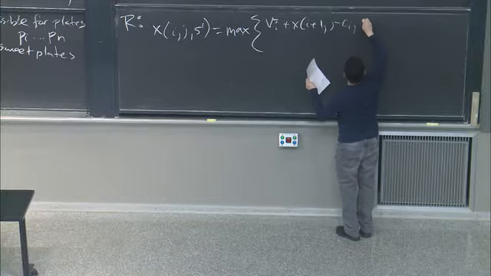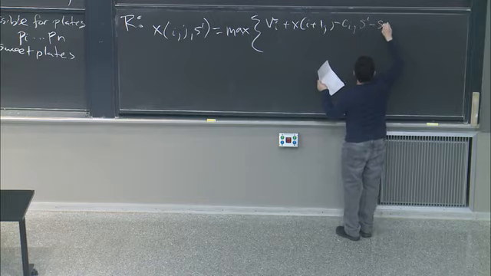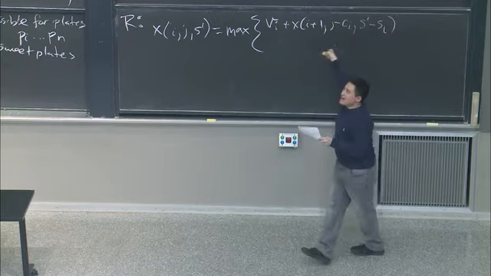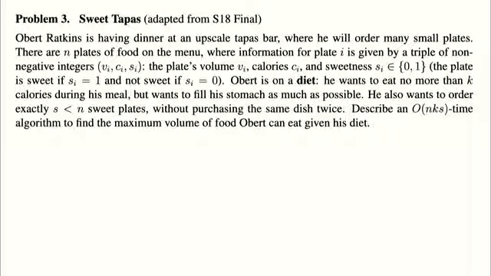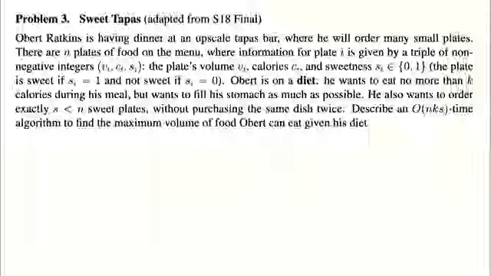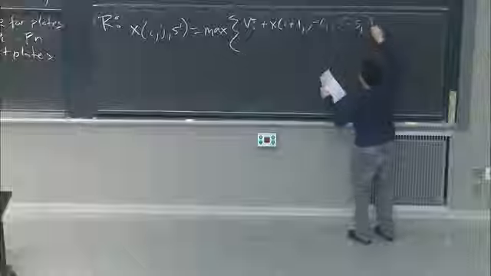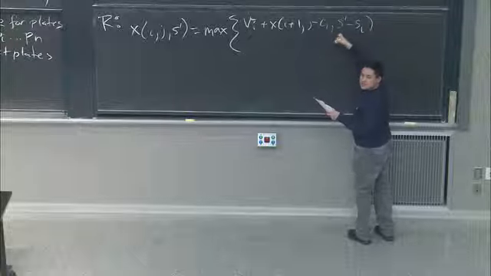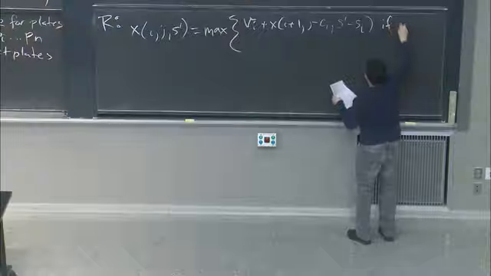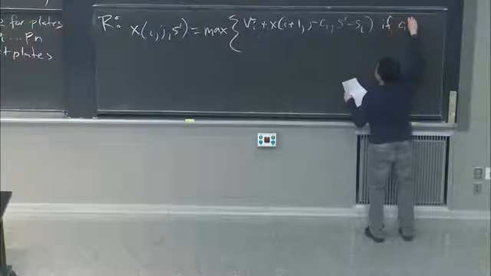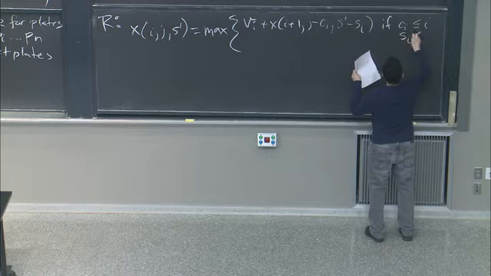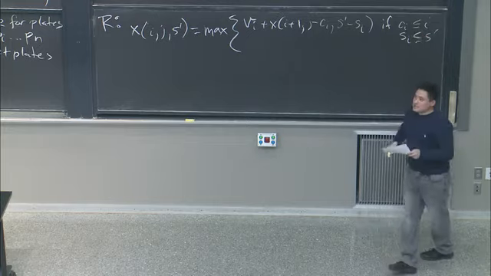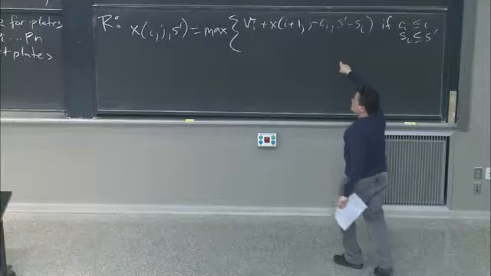And I'm going to say S prime minus Si, because Si is 1 if it's sweet and 0 if it's not. So it's kind of nice that they gave us this notation here. I can just subtract it off if it's there. I don't have to do this conditional or something. And I don't ever want to go below these budgets. So I'm just going to say if Ci is less than or equal to j, and Si is less than or equal to S prime. Okay? So that's going to make sure that I never have these guys go negative.